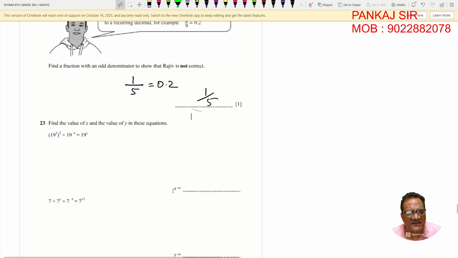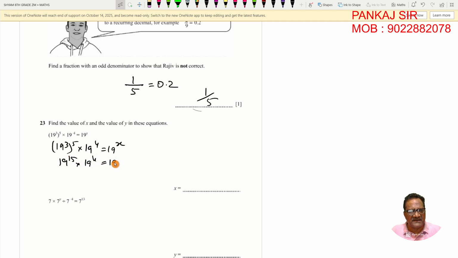Okay, next is find the value of x and the value of y in this equation. So this one is 19 raised to 3 whole raised to 5 into 19 raised to 4 equal to 19 raised to x, right? So you have to find the value of x. So let us work out. So here you have to basically use indices. So 19 raised to 3 whole raised to 5 will be 19 raised to 3 times 5 is 15, into 19 raised to 4 equal to 19 raised to x.